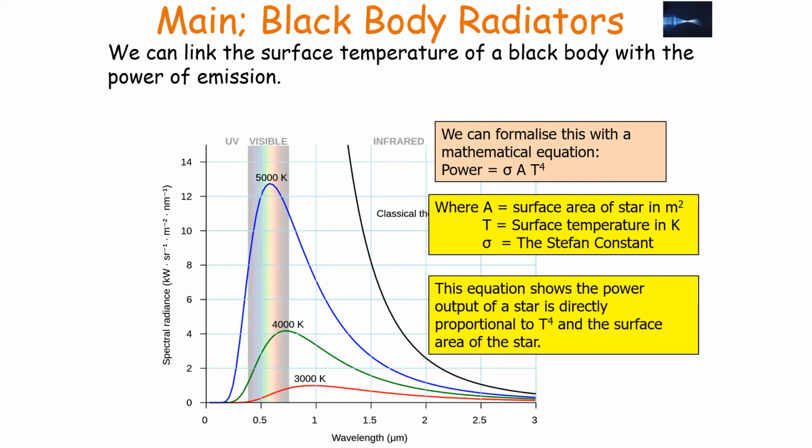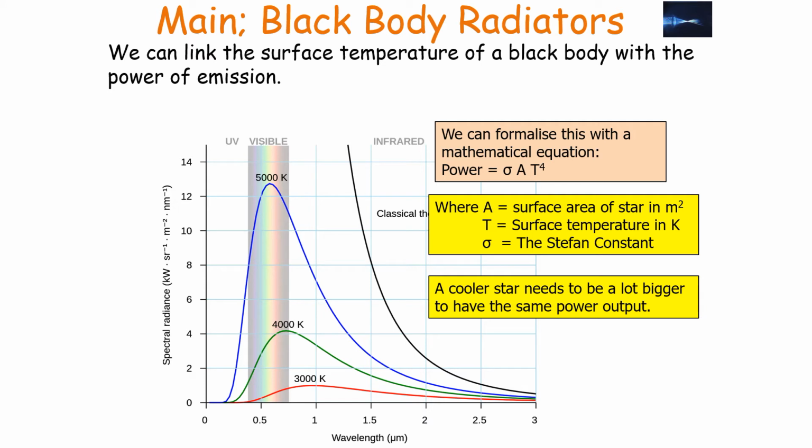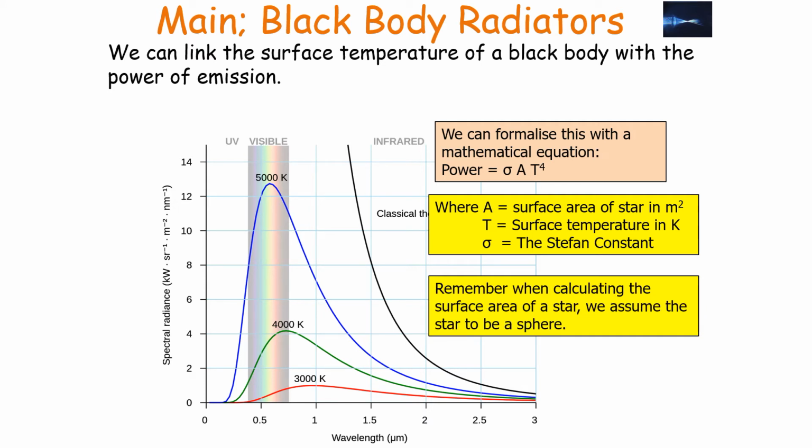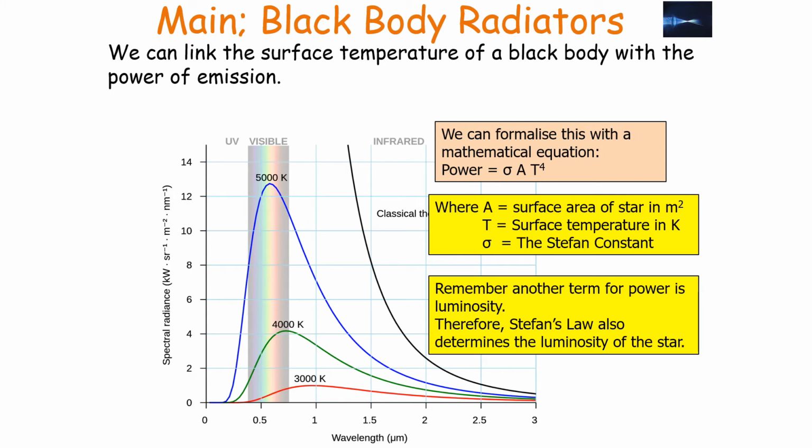Now this equation shows that the power output of a star is directly proportional to T to the power of 4 and the surface area of a star. So a cooler star needs to be a lot bigger to have the same power output. Remember, when calculating the surface area of a star, we assume the star to be a sphere, so the surface area is 4 pi r squared. Another term for power output is luminosity, so therefore Stefan's law also determines the luminosity of a star.